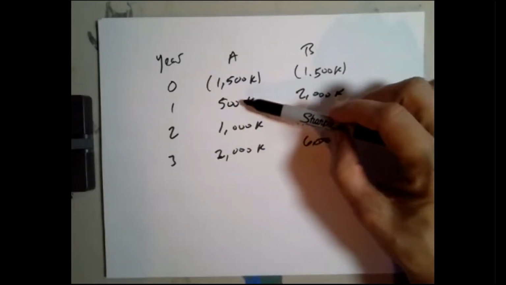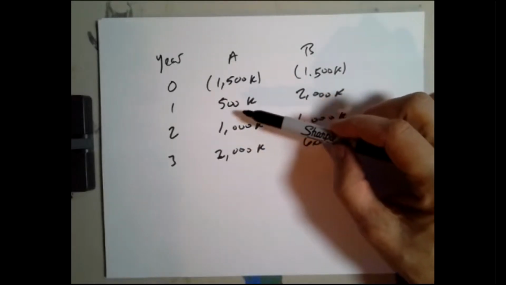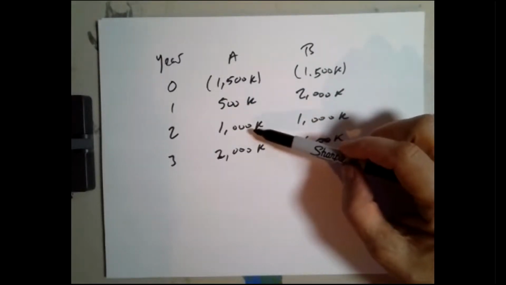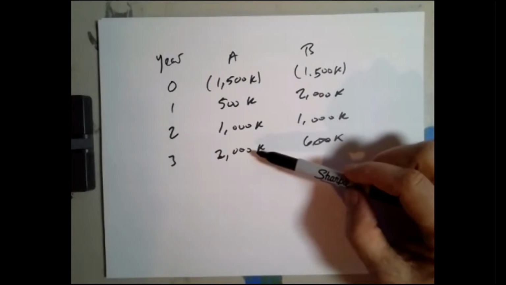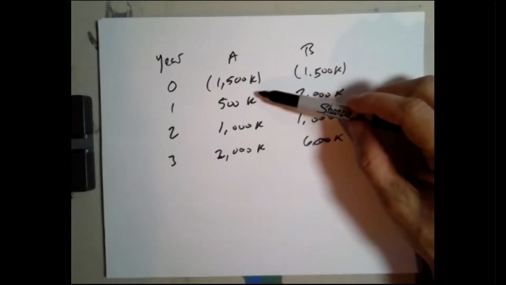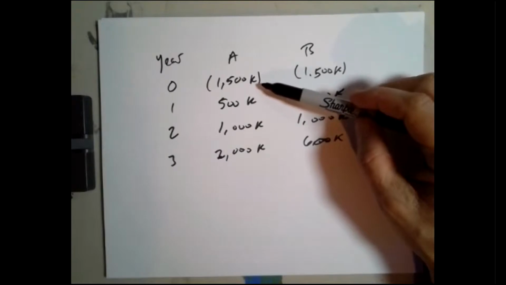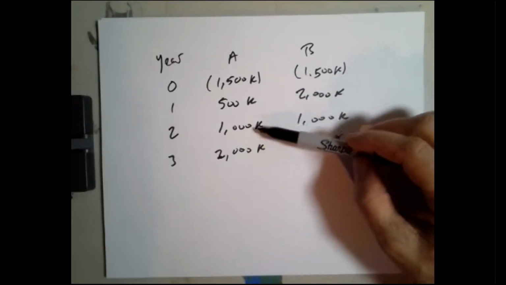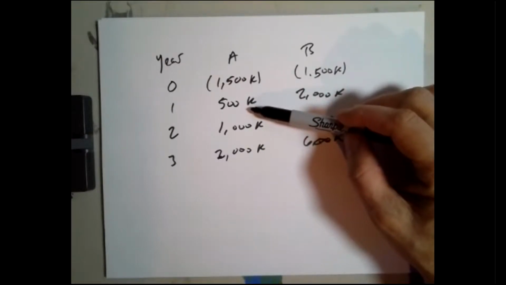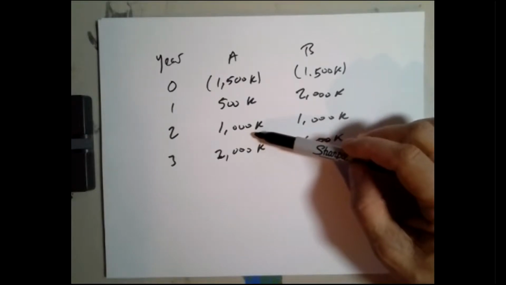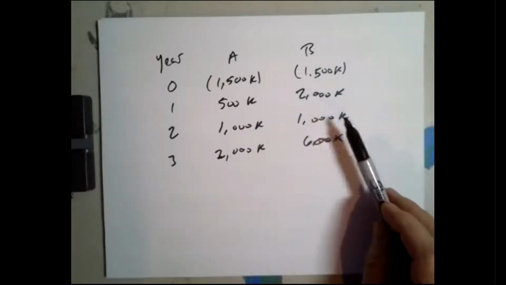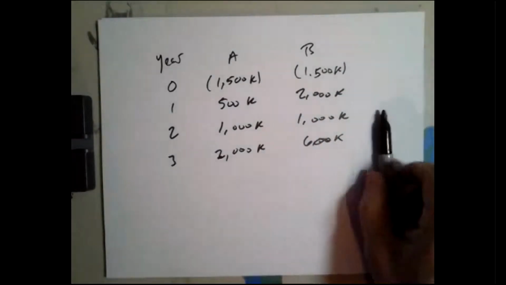You can see A has, at the end of year one, a $500,000 inflow, year two a $1,000 inflow, and then year three a $2,000 inflow. So, just eyeballing this, the payback for project A is at the end of year two, because at the end of year one we've earned 500. At the end of year two, we've earned a cumulative 1,500, which is the initial investment. So in year three, project A is earning profit.